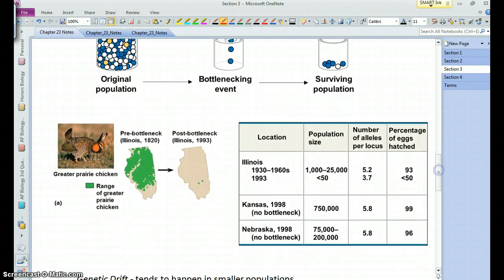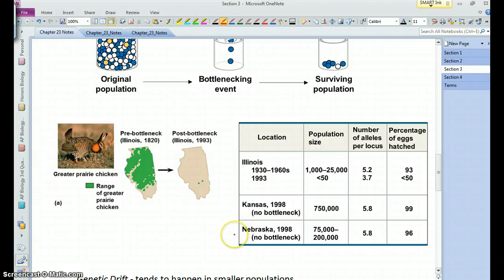In this edition of the book, we're given this example of the prairie chicken. And so we see that in Illinois, the prairie chicken used to live throughout much of the state, but more recently its population has, you can see, shrunk drastically to not that many individuals. And so because of this bottleneck, it has lower diversity than it did at one time. And that lower diversity has resulted in some reproductive issues, and that is fewer than half of the eggs that are laid actually hatch.